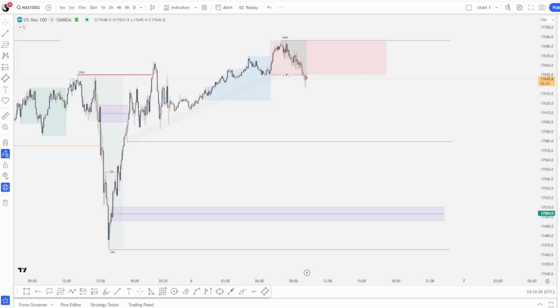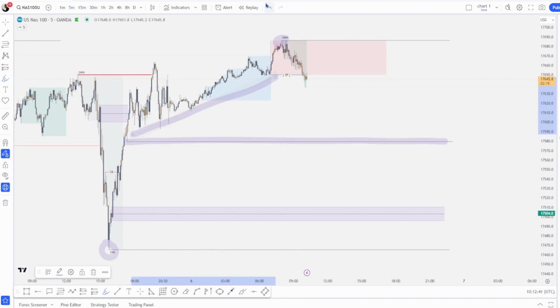So first things first, we have a new bullish range here on NAS 100. We have our manipulation point low, manipulation point high, otherwise known as swings. This is the origin of the liquidity built across here.